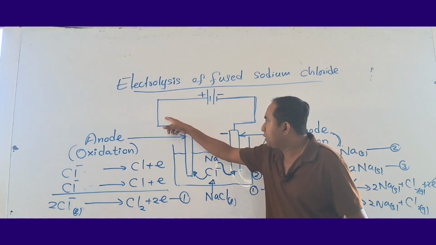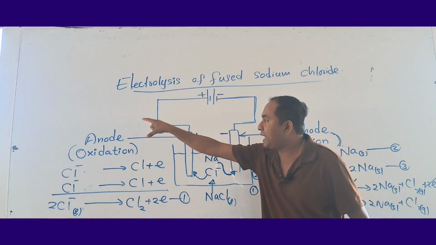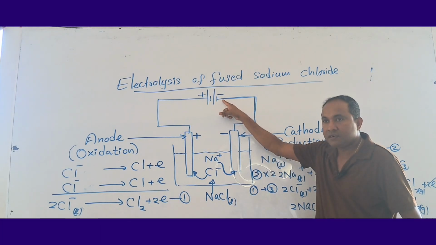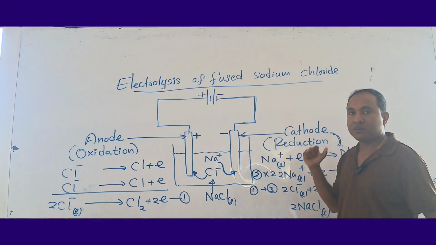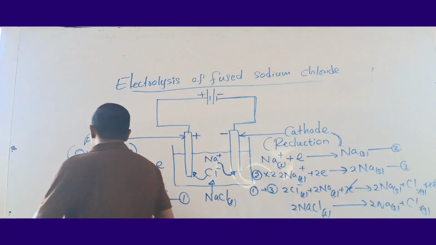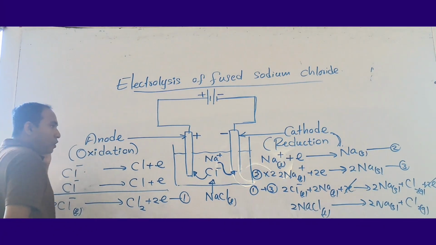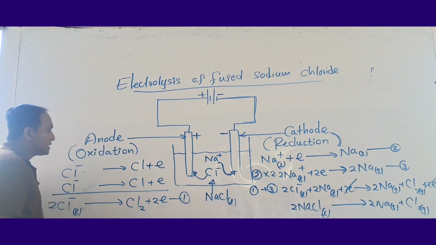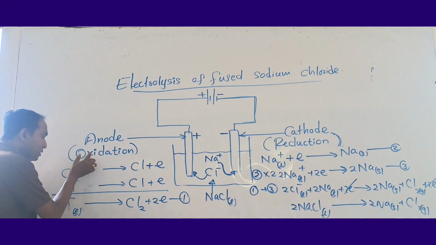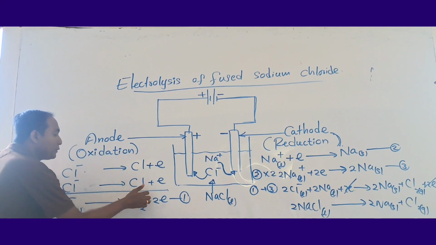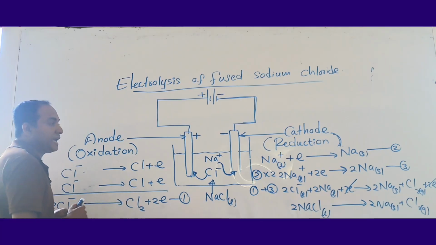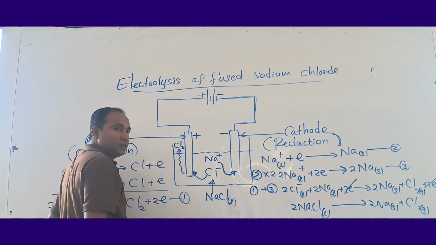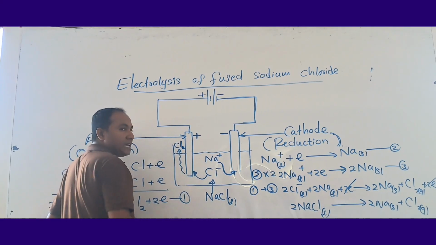The electrode connected to the positive terminal is the positive electrode, the anode. The electrode connected to the negative terminal is the negative electrode, the cathode. Then we learned that the oxidation half reaction occurs near the anode, and the reduction half reaction occurs near the cathode. What is the chemical reaction near the anode? 2 chloride ions remove 2 electrons and form chlorine gas. Therefore, chlorine gas is released near the anode.